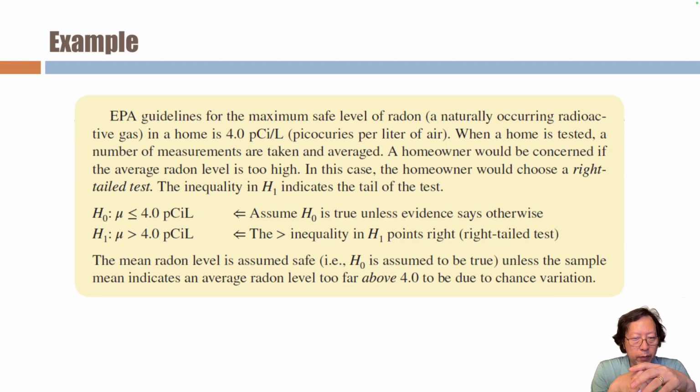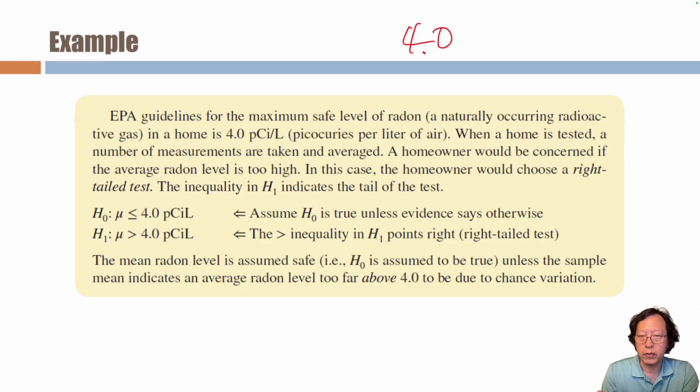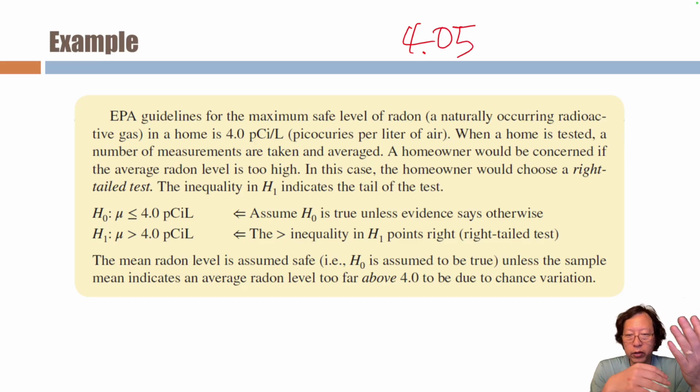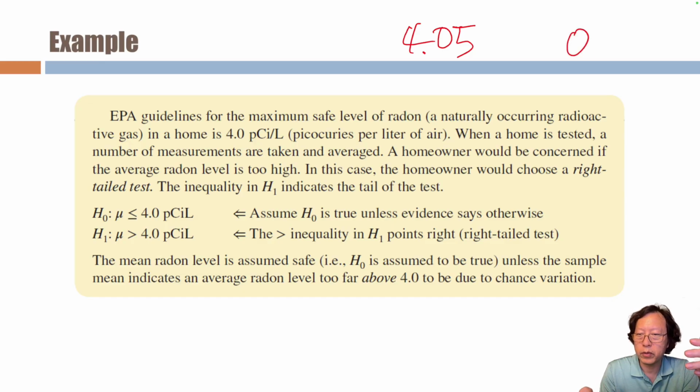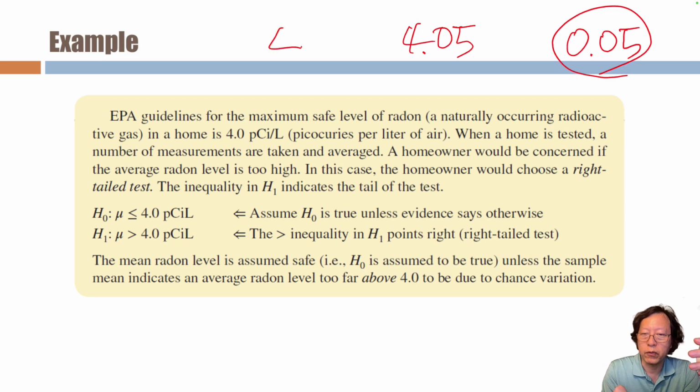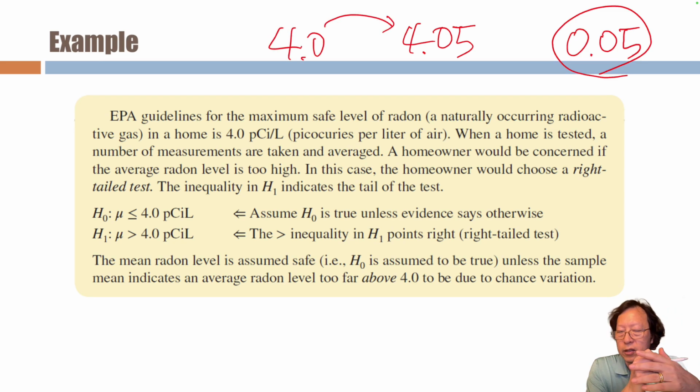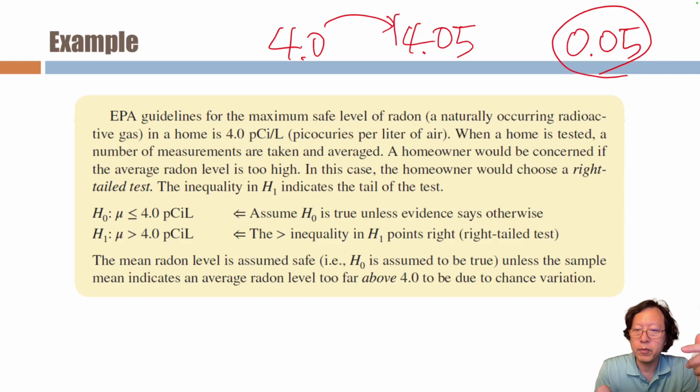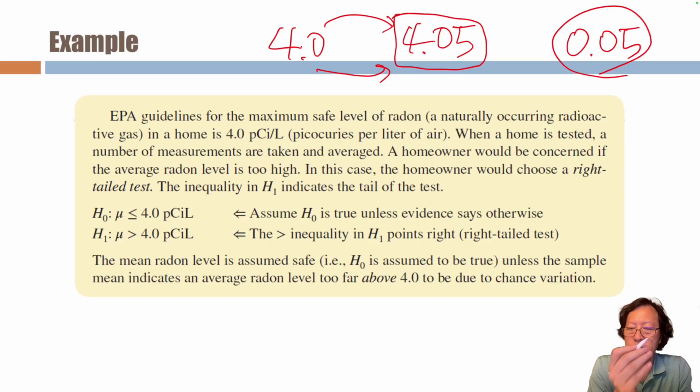So now, let's say you got a 4.05. Now, this is more than 4.0. But since you randomly sampled, is this 0.05 difference from 4.0 large enough? My mean is slightly bigger than 4.0, but could this error happen only because it's a random sample?